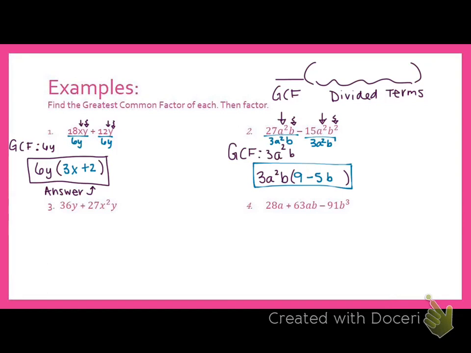Okay. Number 3: 36y plus 27x squared y. What is my GCF, Colin? 9. Alright, 9. I heard somebody say 3, but you're right that it's 9.